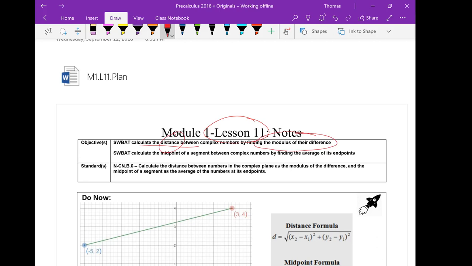And then we'll also be able to calculate the midpoint of segments between complex numbers by finding the average of its endpoints. So by the end of today, we should be able to find a midpoint and find a distance, and we'll have nice convenient formulas to do that for our complex numbers.